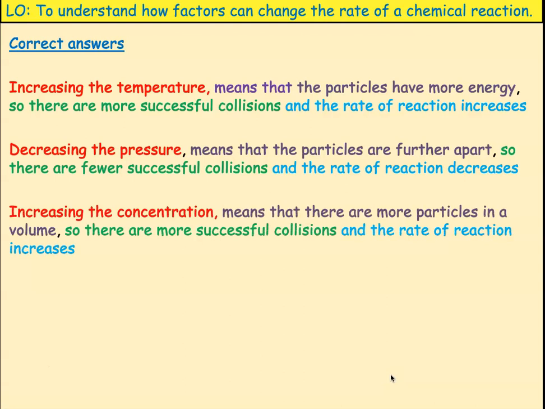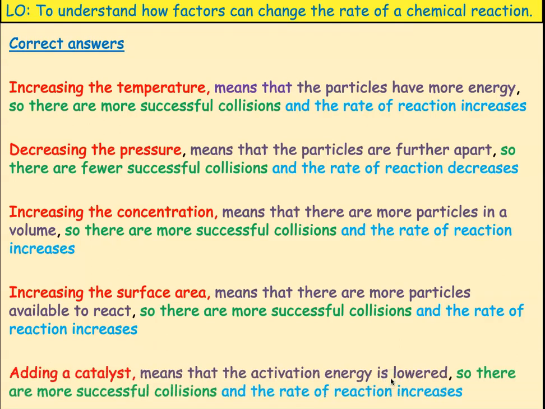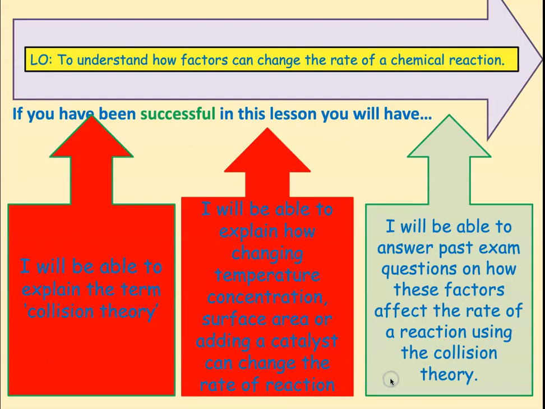Increasing the concentration means that there are more particles in a volume, so there are more successful collisions and the rate of reaction will increase. Increasing the surface area means that there are more particles available to react, so there are more successful collisions and the rate of reaction increases. And finally, adding a catalyst means that the activation energy is lowered, so there are more successful collisions and the rate of reaction increases. Okay, hopefully you managed to do that.